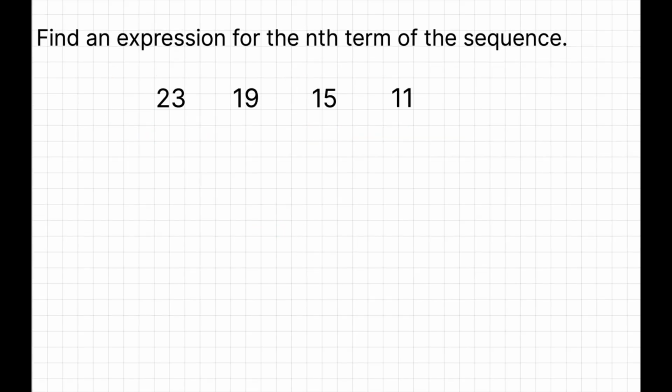Here is our second example, and we're going to start exactly the same by labeling our first terms. So 23 is going to be our first term, 19 is going to be our second term, 15 would be our third term, and 11 would be our fourth term.